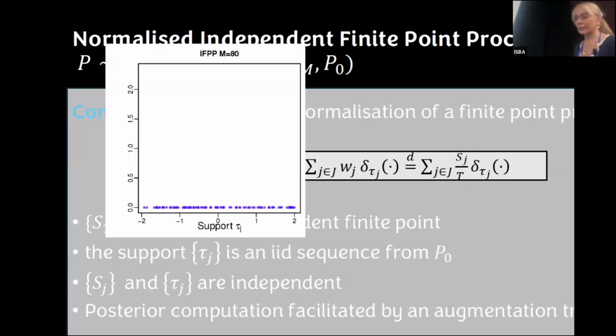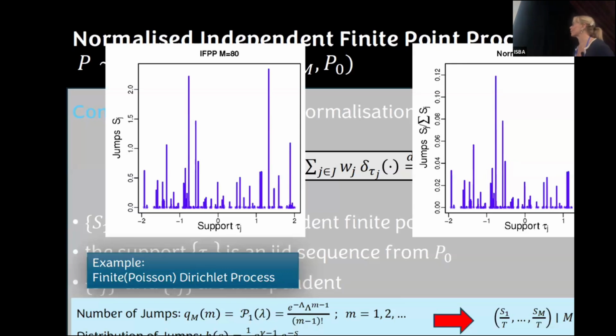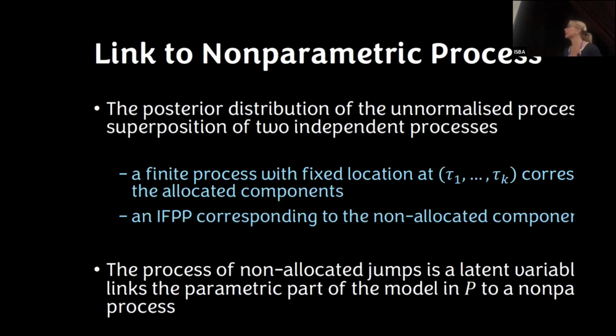And so this is just an example of the realization of a normalized independent finite point process. So you draw your location, then you draw your normalized weight, then you normalize them, and basically that's it. And if you assume as H, the distribution of the normalized jump, the gamma distribution, you go back to the standard finite Dirichlet process. And then you can put a shifted Poisson distribution for the number of components. So what's the link to the non-parametric process?